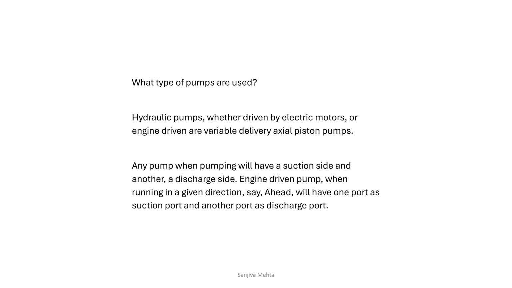So what types of pumps are used? Hydraulic pumps, whether driven by electric motors or engine driven, are variable delivery axial piston pumps. As the name implies, delivery can be varied from 0 to whatever the pump design capacity is. Any pump, when pumping, will have a suction side, in this kind of axial piston pump that means a suction port, and also a discharge side, a discharge port. So an engine-driven pump, when running in a given direction, say ahead, will have one port as suction and another port as discharge port.